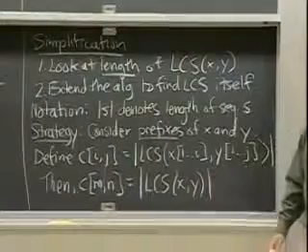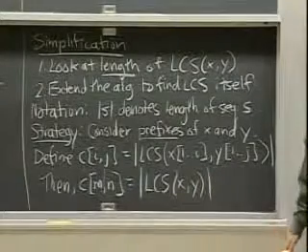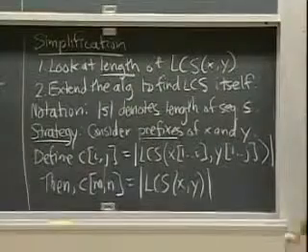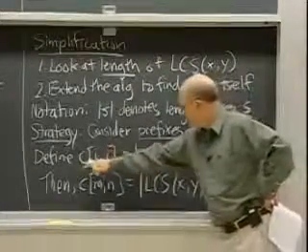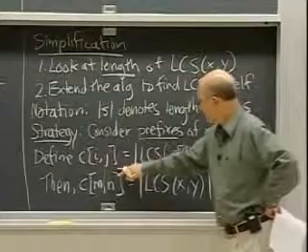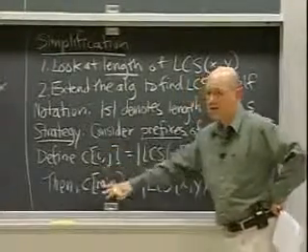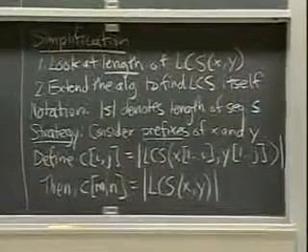Okay? And so it's going to turn out that what we want to do is figure out how to express C of m, n, and in general C of ij, in terms of other C of ij. So let's see how we do that.